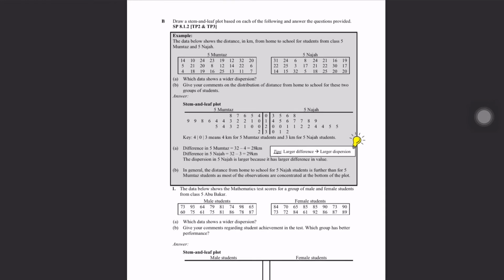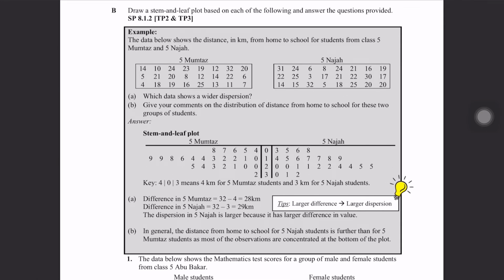Okay, so let's move to the next one. We have 8.1.2, stem and leaf. Draw a stem and leaf plot based on the following and answer the question provided.